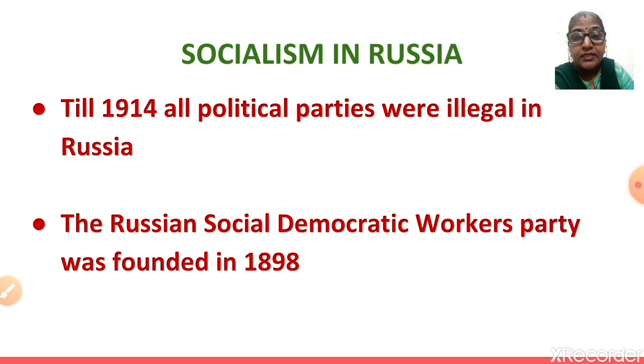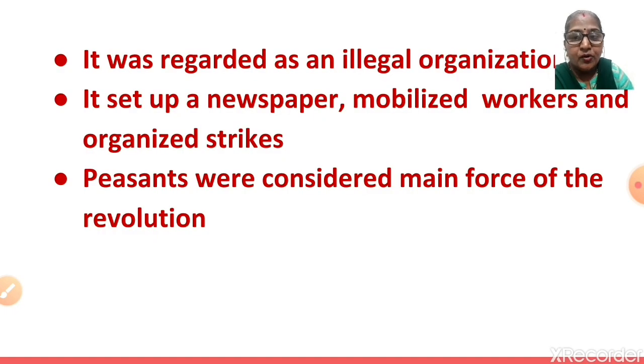In 1898, the Russian Social Democratic Party was founded by socialists. This party respected Marx's ideas. But then too, it had to operate as an illegal organization. It set up a newspaper, also mobilized workers and organized strikes too.